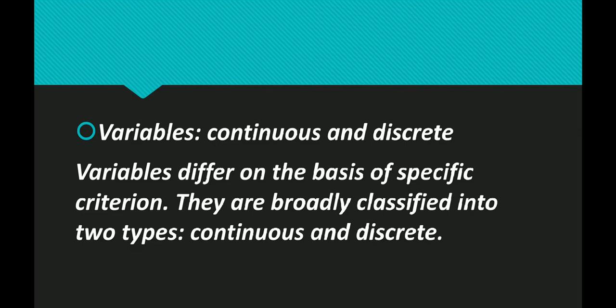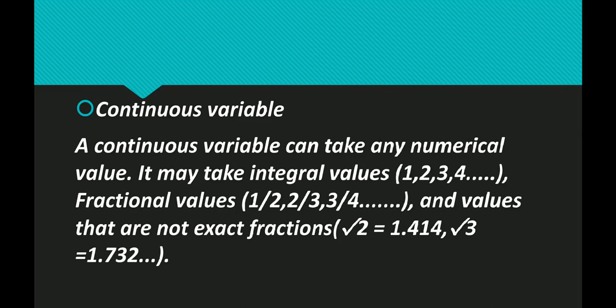Variables. Variables differ on the basis of specific criterion. They are broadly classified into two types, continuous and discrete. Continuous variable. A continuous variable can take any numerical value. It may take integral values like 1, 2, 3, 4, etc., fractional values like 1 by 2, 2 by 3, etc., and values that are not exact fractions like root 2 is equal to 1.414, root 3 is equal to 1.732, etc.